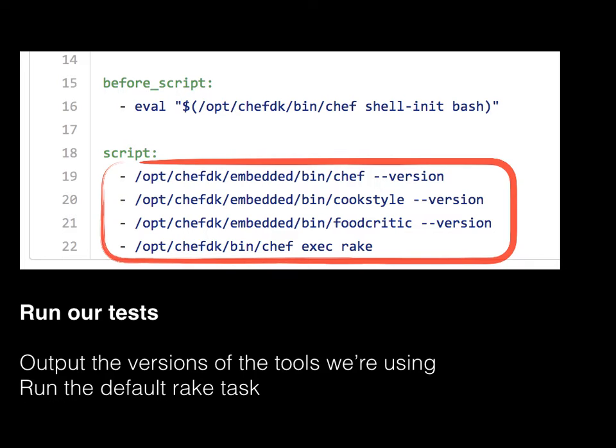This is really handy when you're looking at job output and you're like, oh, that's really weird. Like, how did this happen? And you go, oh, okay, cool, I'm on Chef 12.19 now, and I'm on Cookstyle, whatever, Food Critic, whatever. Just make sure you're testing a little simpler or debugging a little simpler.